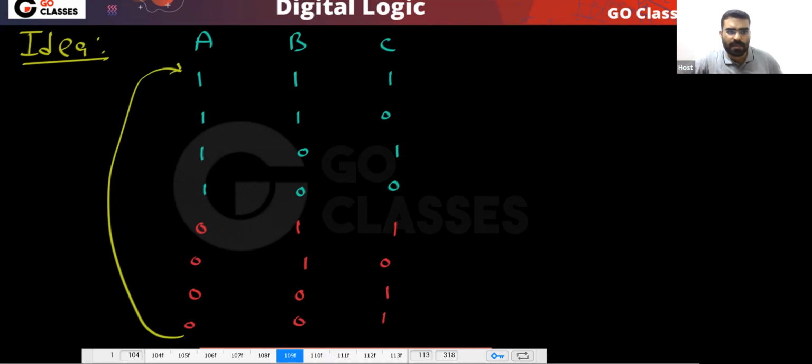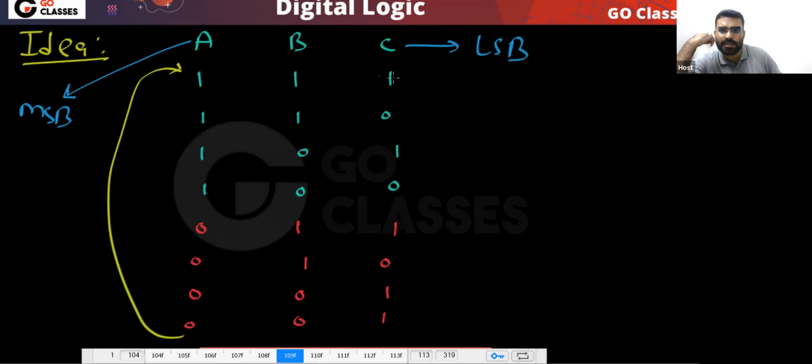Now, please understand this. The question is how to create an asynchronous counter. Everything is in the idea. What is the idea? Can you notice the LSB? Can you notice the LSB changing in every cycle?